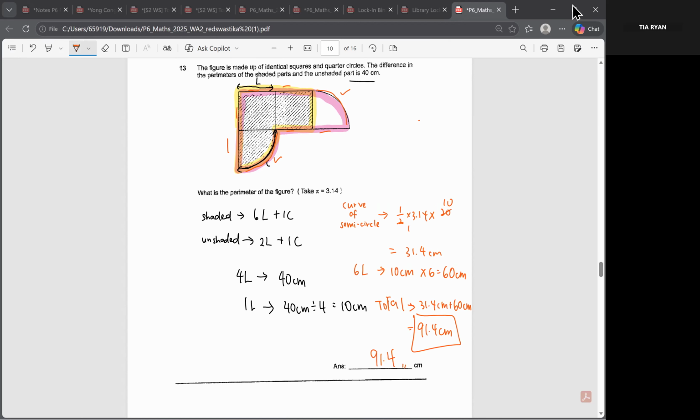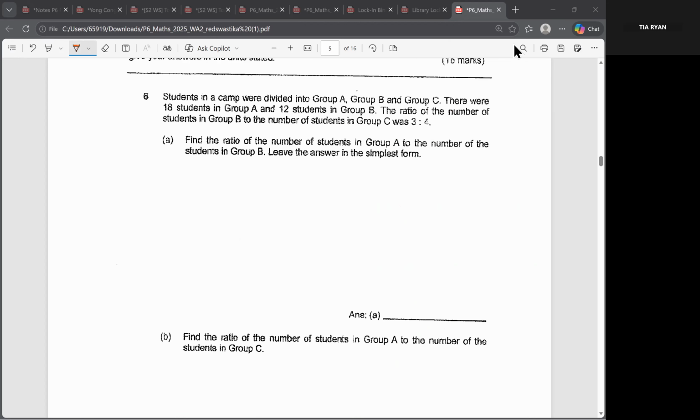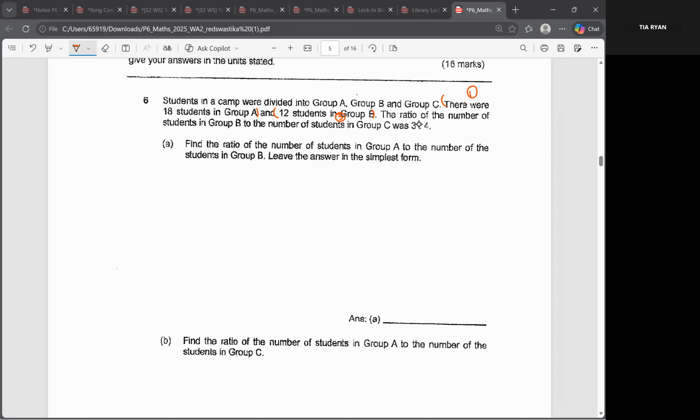Is that clear? Yeah. All right, so students in a camp were divided into groups A, B, and C. There were 18 students in group A, 12 students in group B, and the ratio of the number of students in group B to C is 3 to 4. Find the ratio of the number of students in group A to the number of students in group B. The first part is basically just a simple ratio. Agree or disagree? Very good.